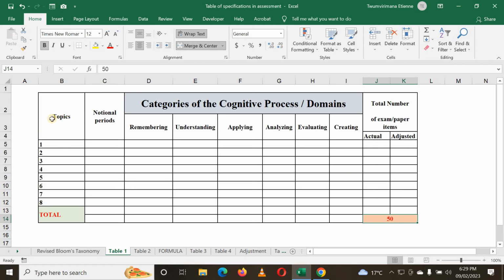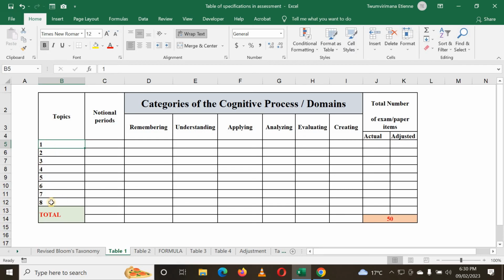Here you see there is a number of topics. This can be chapters, can be units, anything you want, depending on how you call it. These are topics that you have taught. These can be chapter number 1, chapter number 2, unit 1, unit 2, unit 3. You put here the number of units that you want to assess on. If you have just taught maybe 5 topics, maybe 5 units, 5 chapters, only put here 1 to 5.